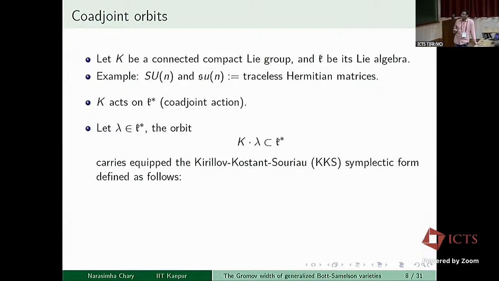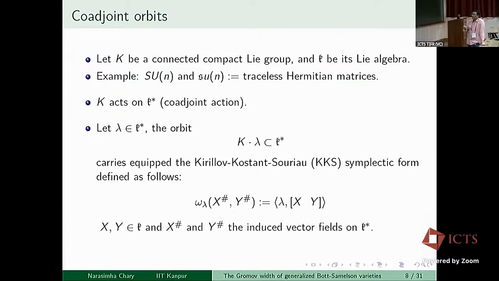So you have a natural action of K on the dual of the Lie algebra, the coadjoint action. Now look at the coadjoint orbit of that lambda. This comes with a very natural symplectic form, called the Kirillov-Kostant-Souriau symplectic form, which is defined as follows. Take two elements in your Lie algebra and associate their fundamental vector fields. The symplectic form is given by the pairing of lambda with the Lie bracket, and this makes sense because lambda is in t dual and the Lie bracket is in t. Any questions?